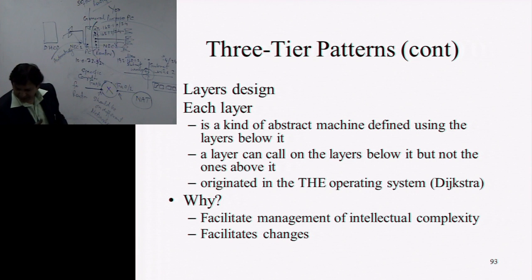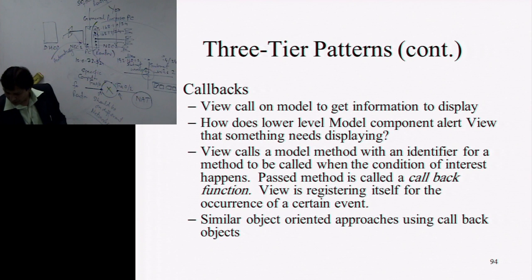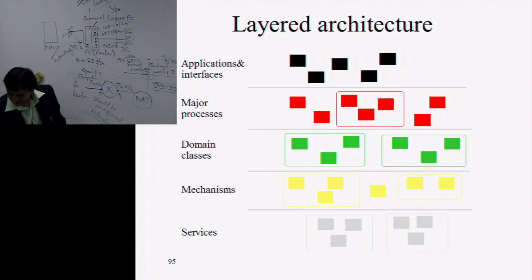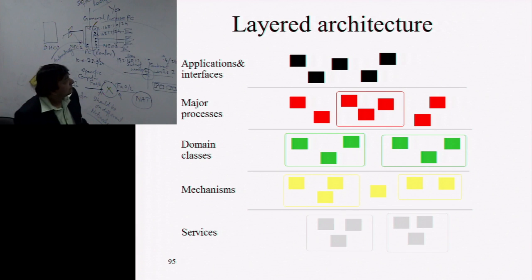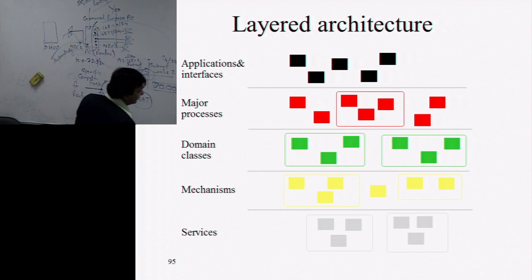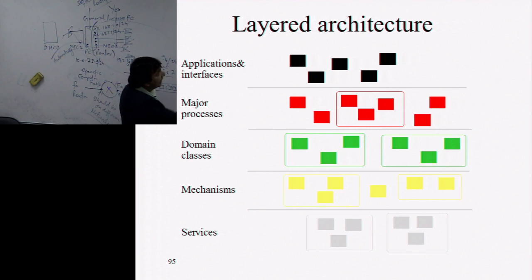So this is another example of 3-tier patterns. We are using the different layers. The callbacks are there. We already discussed call by value and call by reference, and register handler is there. So we have application interfaces, major processes, domain classes, mechanism, and the services. These are the layer architecture we have.